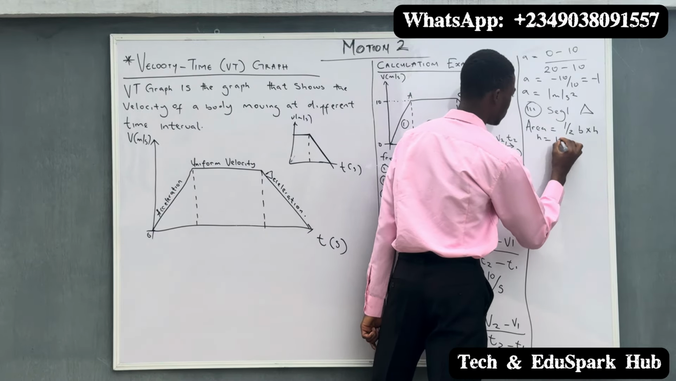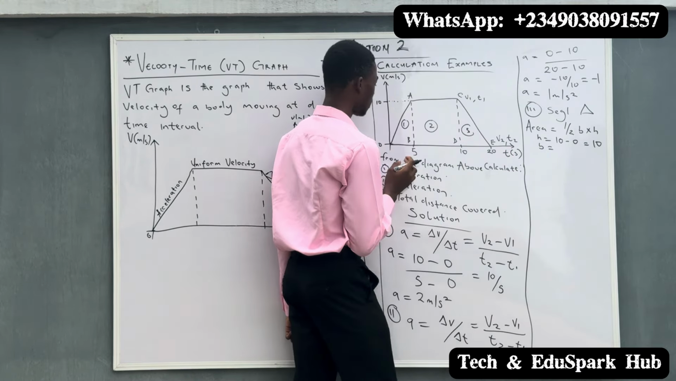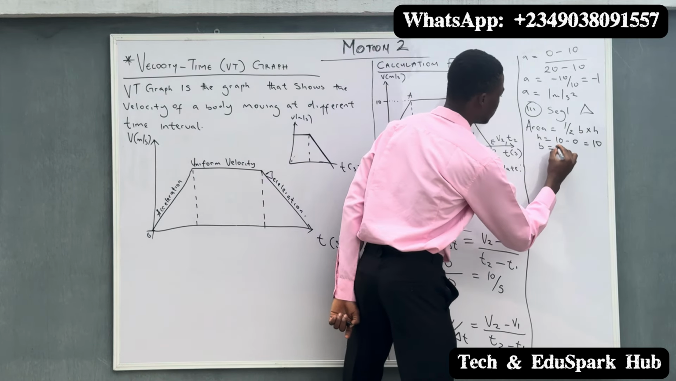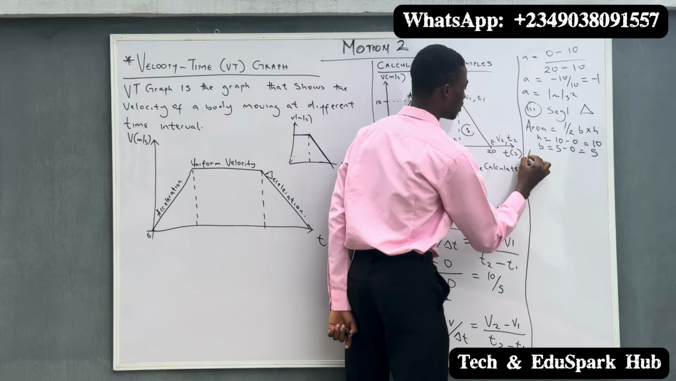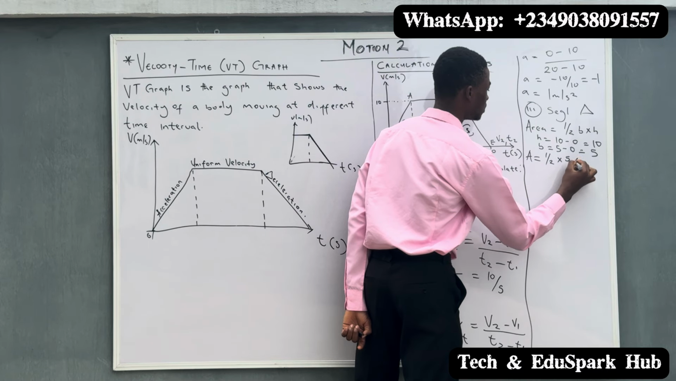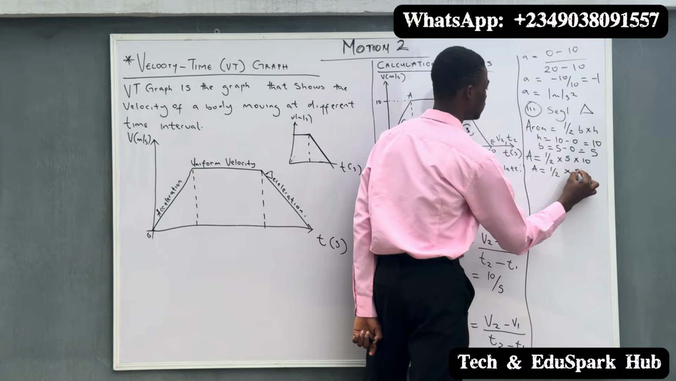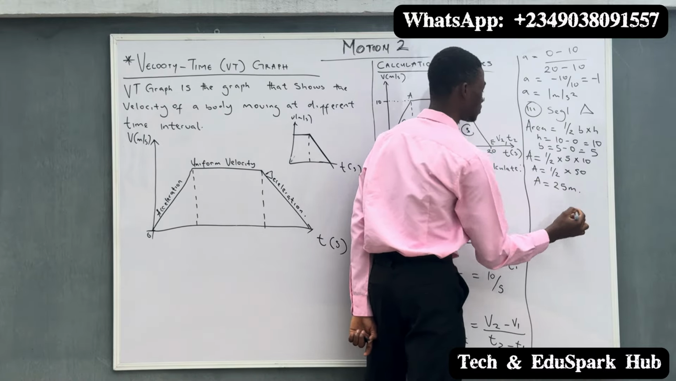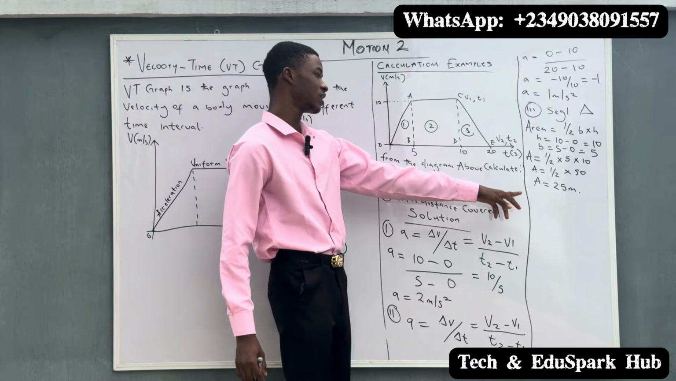So our height is equal to 10 minus 0, which is equal to 10, while our base is this, the base of the triangle, which is 5 minus 0, which is equal to 5. So our area will be given as 1 over 2 multiplied by 5 multiplied by 10. So area will be given as 1 over 2 times 50. So our area will be given as 25 meters. So we have calculated the area of segment 1, which is 25 meters.